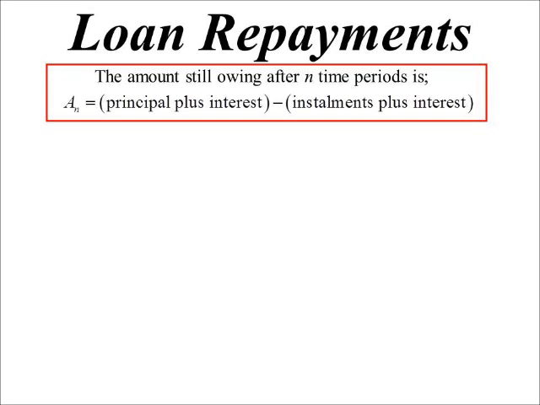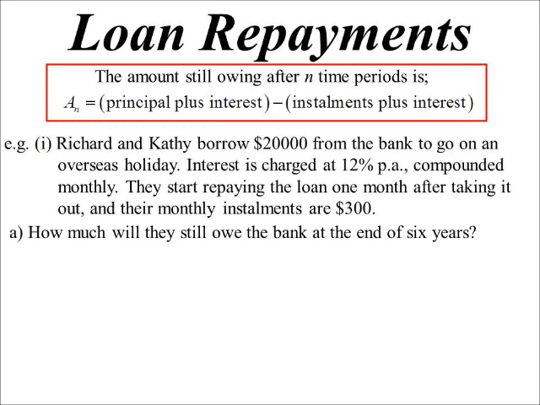So let's have a look at this example. Richard and Kathy are going to borrow $20,000 to go on an overseas holiday. So I don't know, perhaps they're going to travel around Europe for a few months. Probably need a fair bit of money for that. The interest rate at this point in time is 12% per annum. Nice and convenient, 12, using that as a number, so I can do that per month. And oh look, compounded monthly. Oh, that makes life good.